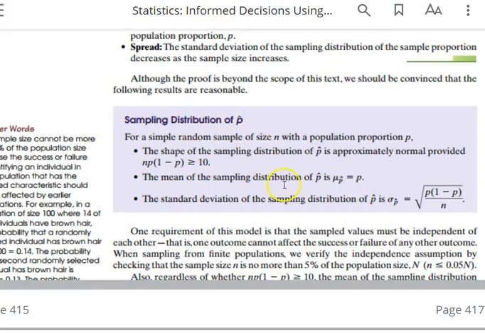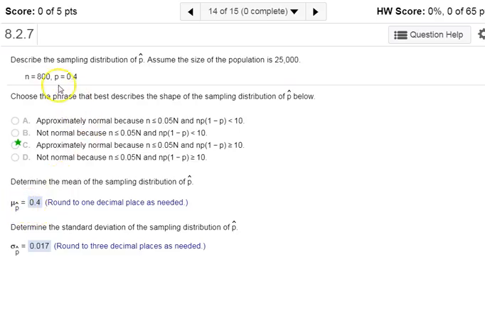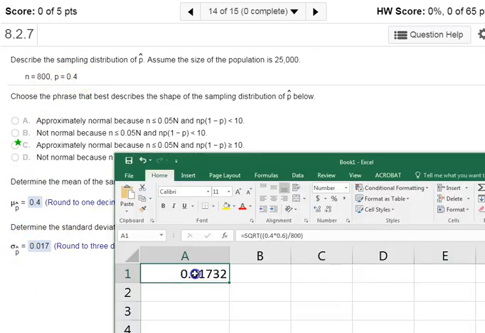And this box is again where you want to refer to. It tells us that the mean is going to be exactly the same as the population proportion. And then here's the formula we need to use for the standard deviation. So the mean's the quick one. It's going to be the same as what the population proportion is. And then let's use that formula.